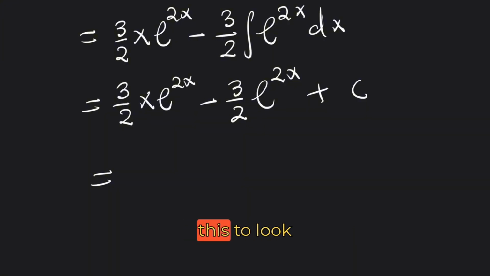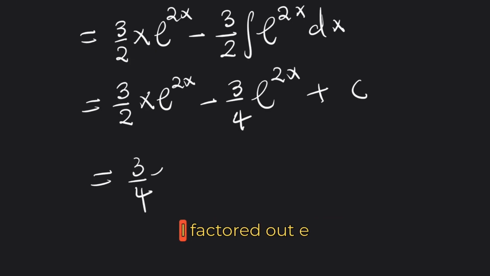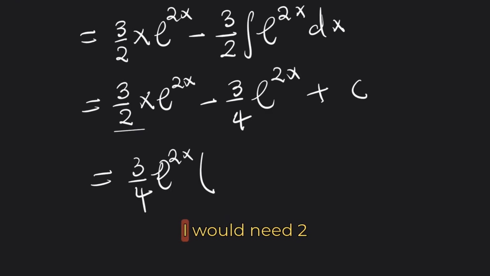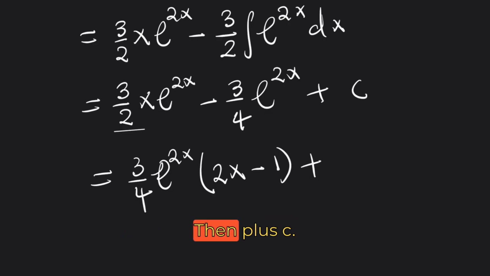So if you want, you can make this look nicer. I mean, this one was 3 over 4. We can make this look nicer by factoring out 3 over 4, and I factor out e to the 2x. So in the first expression, if I factor out 3 over 4, I would need 2 inside x, right? Because 1 over 4 multiplied by 2 is 1 over 2, which is outside. So I have 2x inside, then minus 1. Everybody has gone outside, then plus c. Okay, that is the simplified version.